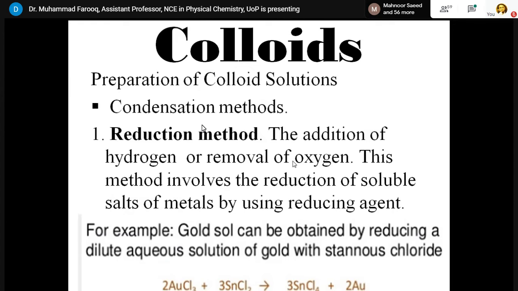Okay. So the second, in the reduction, addition of hydrogen, removal of oxygen, or a gain of electron. You can see AuCl2. So chlorine is negative while Au is plus 2. After the reaction, you can see Au comes to 0. So it means it has gained electron. So this is called also reduction. So gold atoms are produced. So this is also reduction method. This is the first method of condensation.